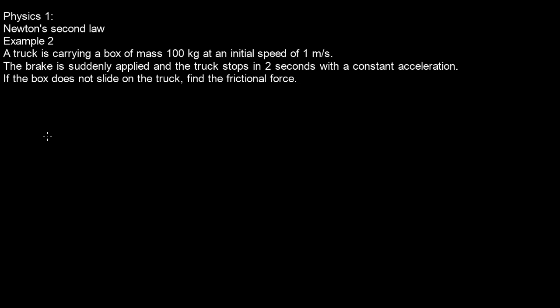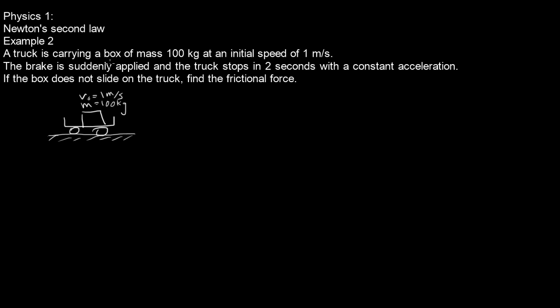So let's say this is the surface of the ground and here is the truck that carries a box that has a mass of 100 kilograms and an initial speed of 1 meter per second. Since the box is on the truck, they have the same initial speed. So that's why I gave v naught of 1 meter per second to the box.